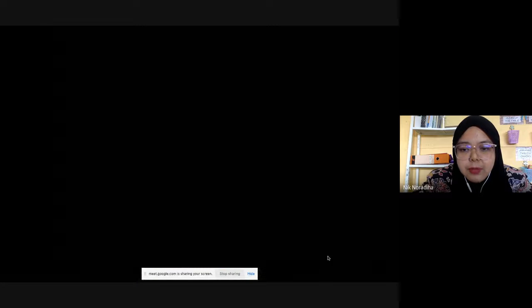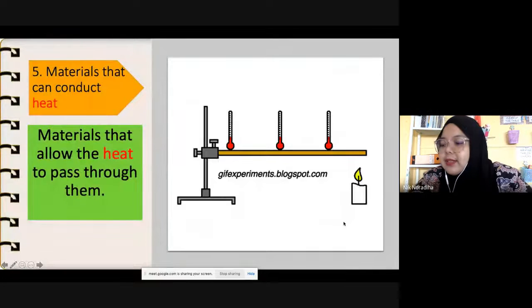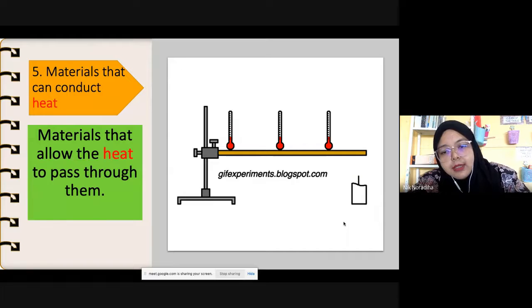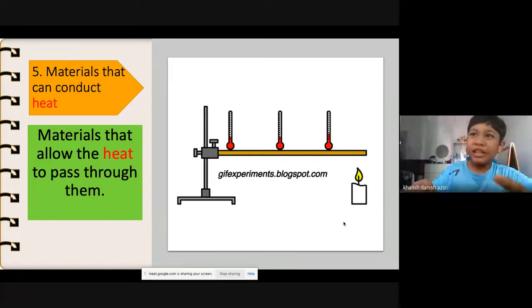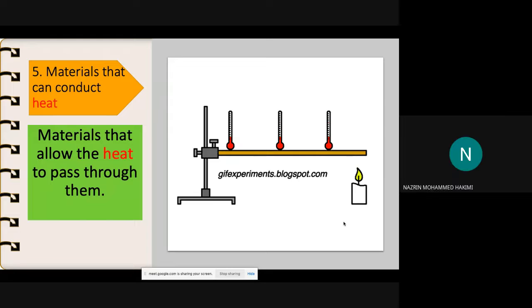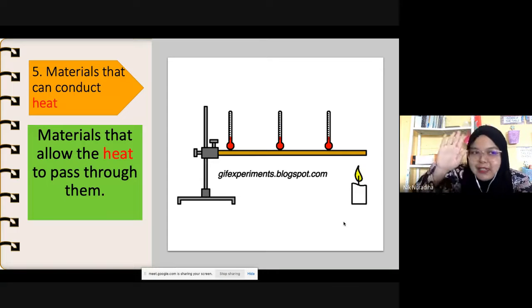So if you have any problem, you can ask teacher so that she can help you to understand. Yes, who clicked the raise hand button just now? Yes? Nazreen. Yes, Nazreen. No, that was the thumbs up. It's not a thumbs up. When you click the raise hand button, it's supposed to be like this.